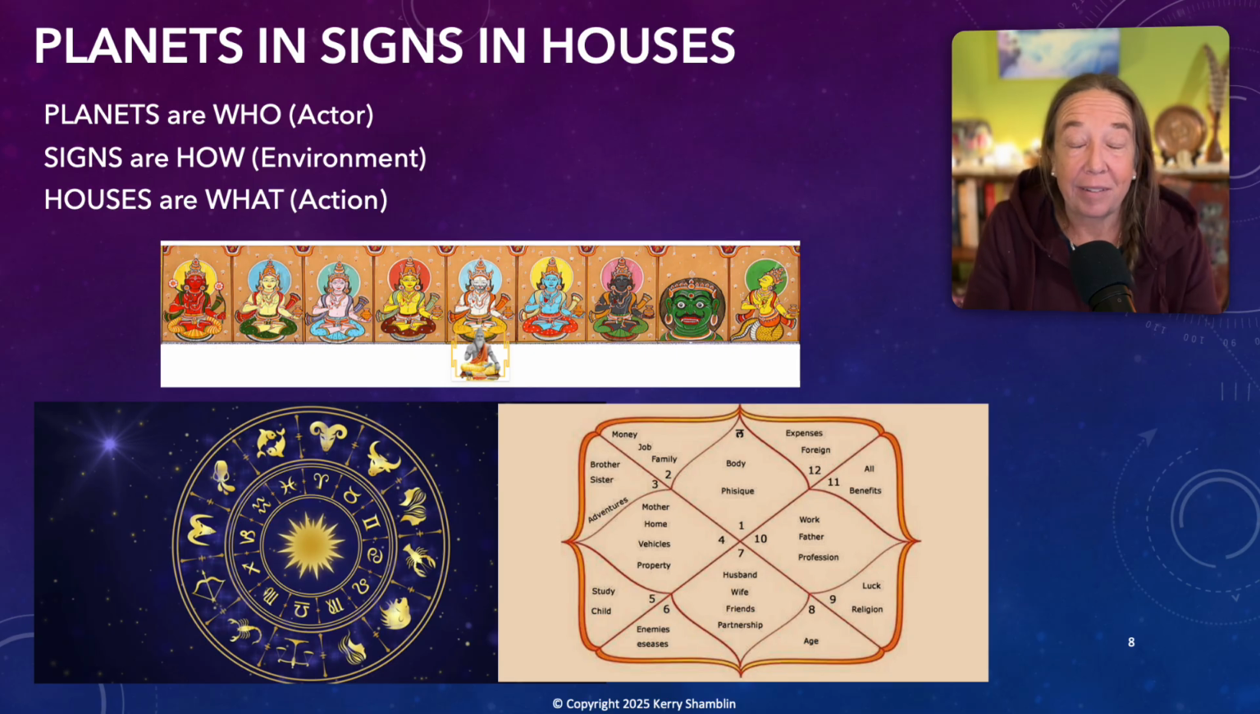And then on the right side, you can see the North Indian chart that shows the houses. It's very tiny writing, so I don't expect you to see that. But it's telling you the name of each of those houses and what actions or domain of life is considered in those houses.